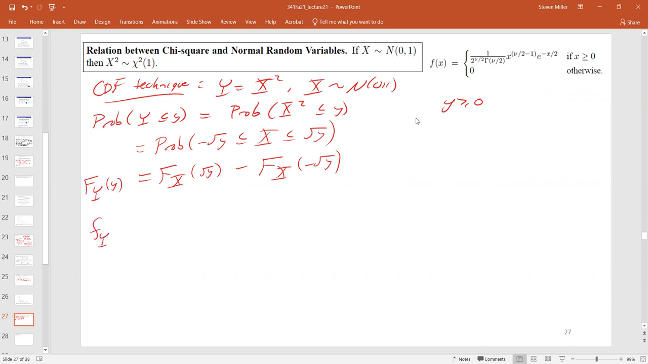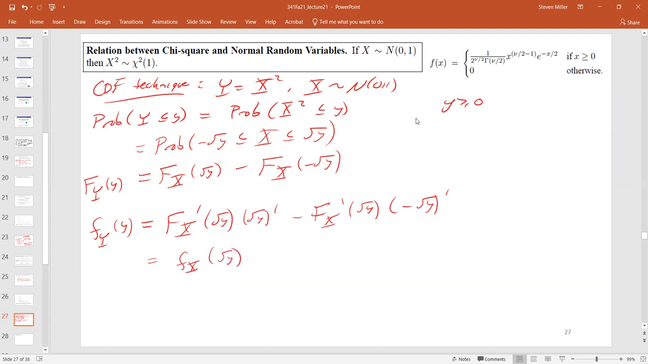And so to find the density of y, we just take the derivative. Now we take the derivative by the chain rule. I'll just do it slowly: the derivative of this at square root of y, and then we need the derivative of square root of y, minus the derivative at negative square root of y, and then the derivative of negative square root of y. So this is just the density of x at the square root of y. And then the derivative of square root of y is going to be 1/2 y to the negative 1/2. For the other one, the negative sign is going to reinforce, and you will get plus the density at negative square root of y, times 1/2 y to the minus 1/2.